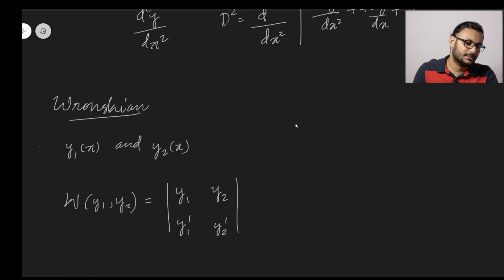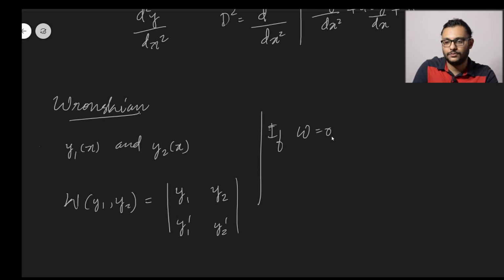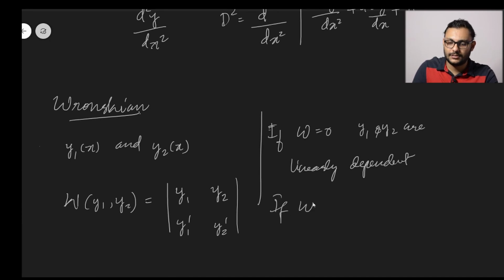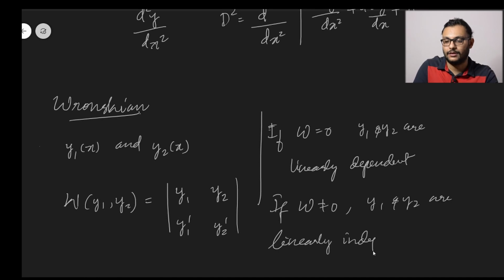Depending upon the value of this Wronskian, we can say whether the solutions of the given second order differential equation are independent or not. If the Wronskian W is equal to 0, then we can say that y1 and y2 are linearly dependent. And if W is not equal to 0, then y1 and y2 are linearly independent.